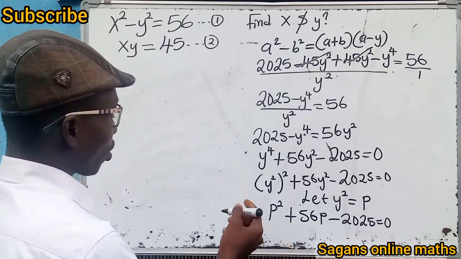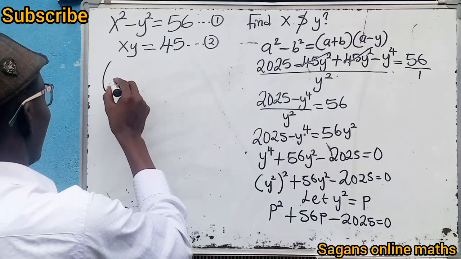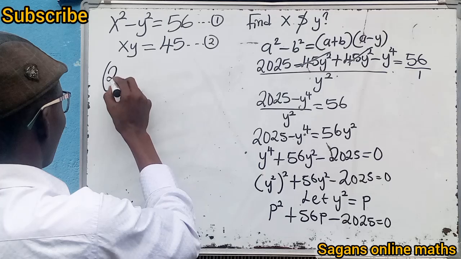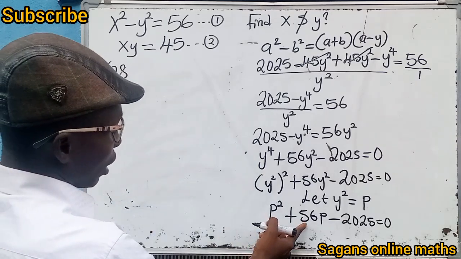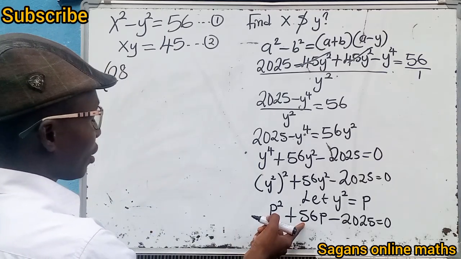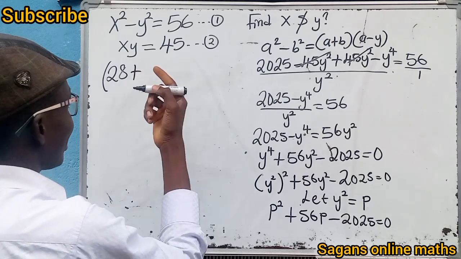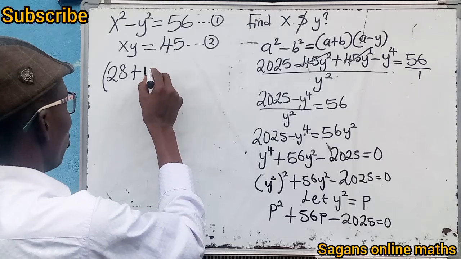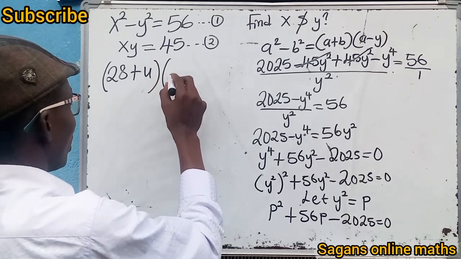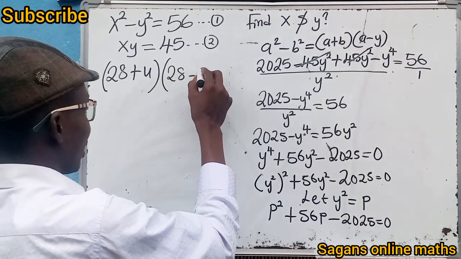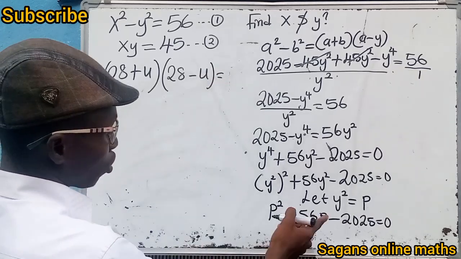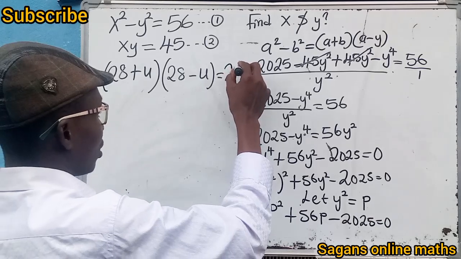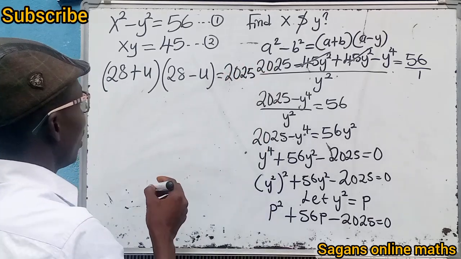So for us to factorize, you can open a parenthesis with 28, because 28 is the half of 56. Then plus, we can let any value, because we are going to think of two numbers. Let the other number be u. Then into 28 minus that same number equals the product, which is 2025.